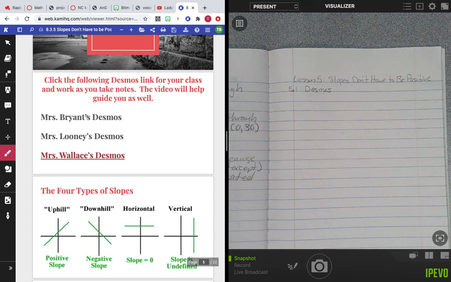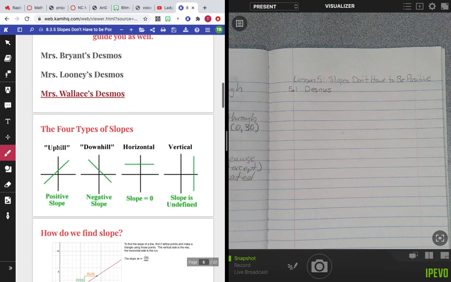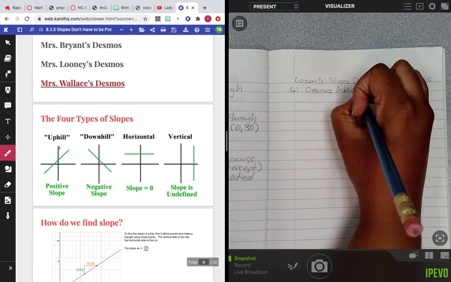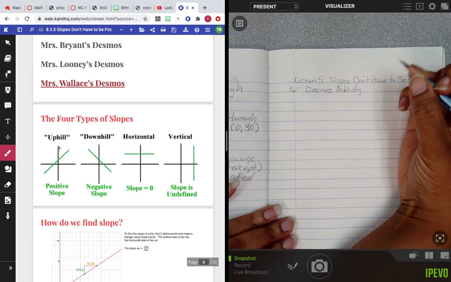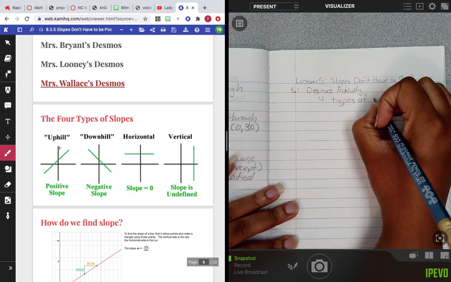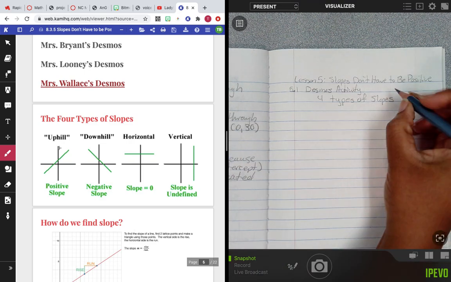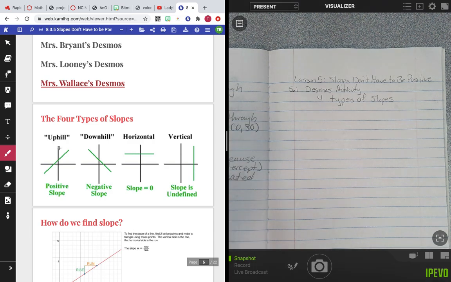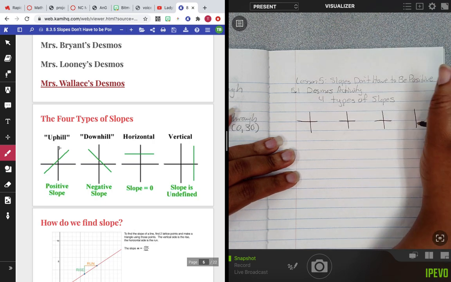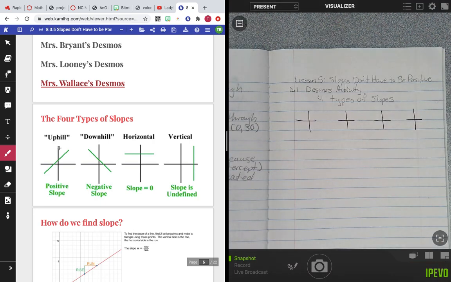All right, so hopefully after doing the Desmos activity, you have a better understanding of the 4 types of slopes and how to find them. So we're going to put in our notebook what we learned from the Desmos activity. There are 4 types of slopes. I'm just going to do a quick little coordinate grid to demonstrate the different types of slopes.